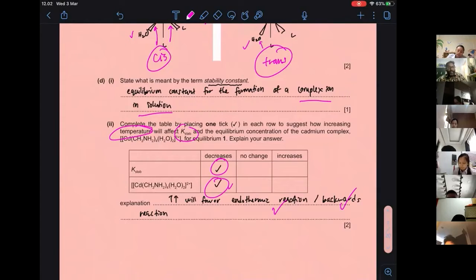In the marking key, they say that the forward reaction is exothermic. That's why higher temperature will go backwards or something. But it's still the same answer. High temperature will favor the endothermic reaction, which is going to favor the backward reaction. The moment you mention that, you will get the solid 2 marks.